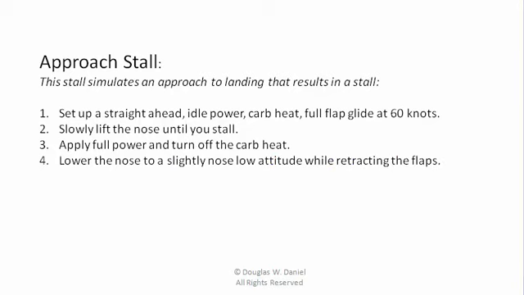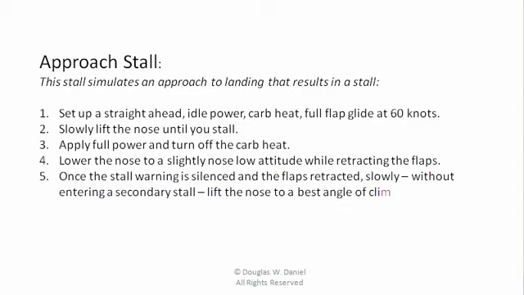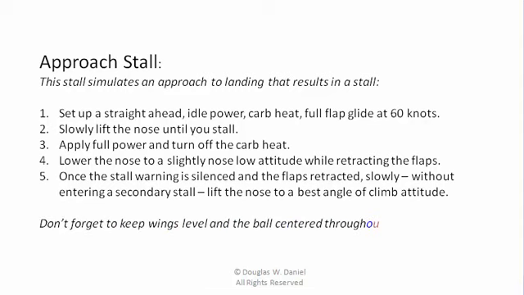Lower the nose to a slightly nose-low attitude while retracting the flaps. Once the stall warning is silenced and the flaps are retracted slowly without entering a secondary stall, lift the nose to best angle of climb attitude. You won't be at that airspeed, but get it in the right attitude, hold the attitude, and let the airplane accelerate to the best angle of climb airspeed. Then it'll start climbing. Don't forget to keep the wings level and the ball centered throughout the exercise.